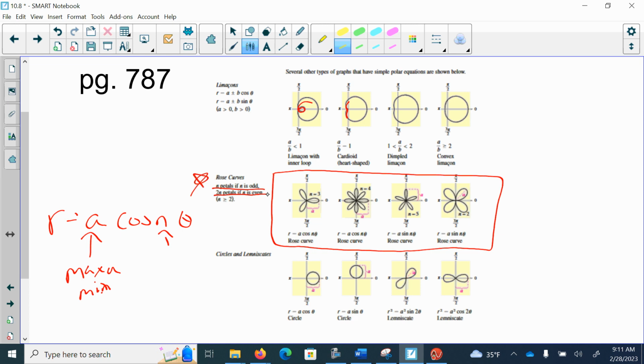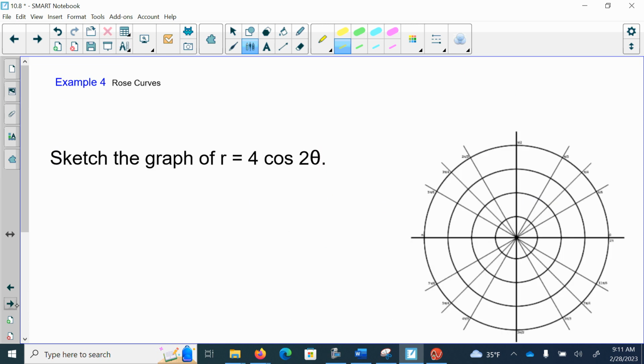So let's just do one. Here I have r equals 4 cosine 2 theta. So my max is going to be 4, and I know it's a max because it's positive. This 2 theta tells me my n is equal to 2, which tells me that I am going to have 4 petals. Now, with sine and cosine, this rose curve is going to be symmetrical. Since it's symmetrical, either the top and the bottom have to look alike or the left and the right have to look alike. Either way, that means these petals have to be evenly spaced.